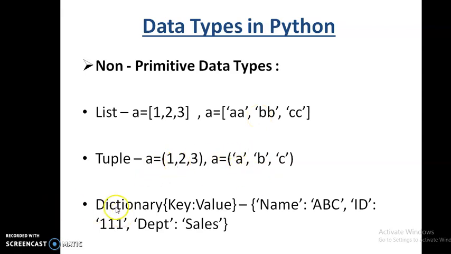Now there is a different non-primitive data type, that is a dictionary. Within a dictionary, we have to give the value in the form of key and value. Give the element in the form of key and value. For example, name is a key, whereas ABC is a value. You can write your own name here. In the same way, ID is key, 111 is value, department is a key, and sales is a value.